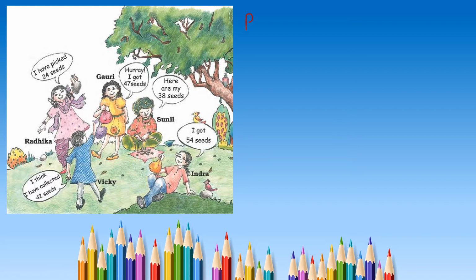So here we have R for Radhika, who has collected 24 seeds. G is for Gauri, who has collected 47 seeds. S is for Sunil, who has collected 38 seeds. I is Indra, who has collected 54 seeds. And lastly, V is for Vicky, who has collected 42 seeds. So now let us move on to the questions.